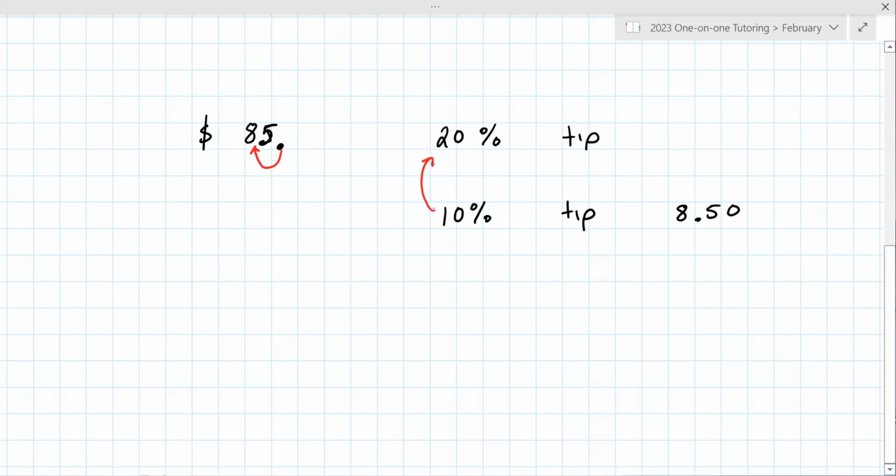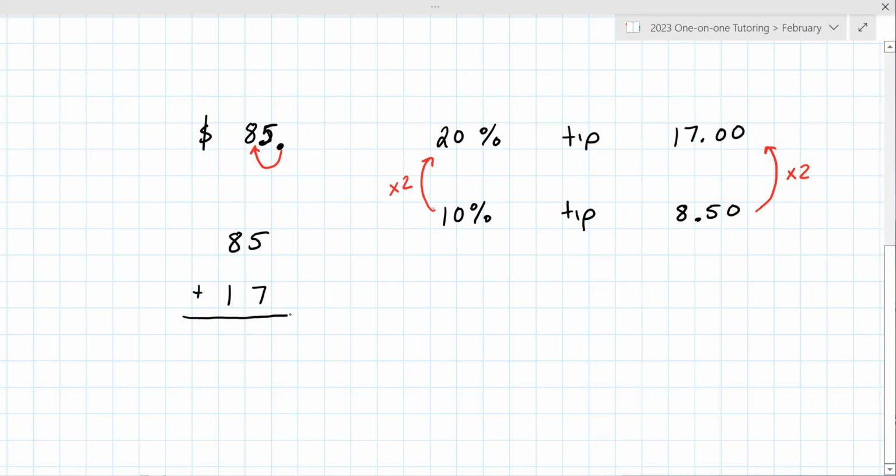What's the math operation? Or more generally, how do you go from 10 to 20? You could add or multiply. Okay, let's stick with multiplication. You would multiply by 2. So what if we were to multiply this tip by 2? That would be $17.